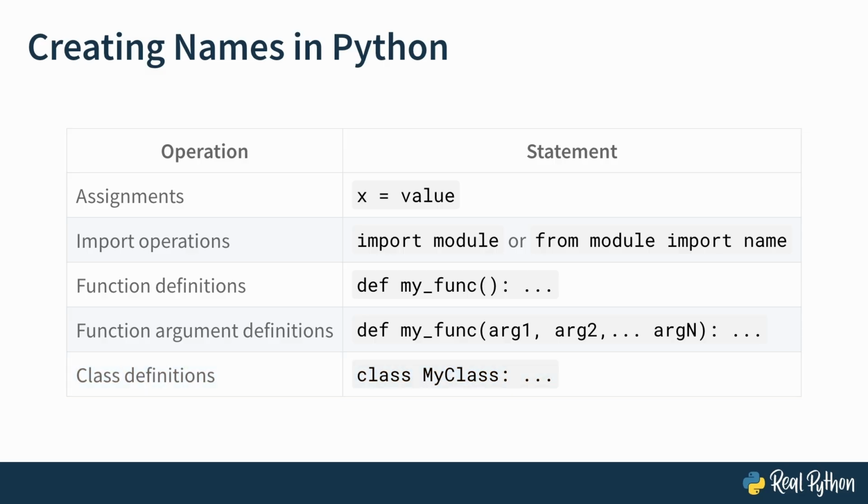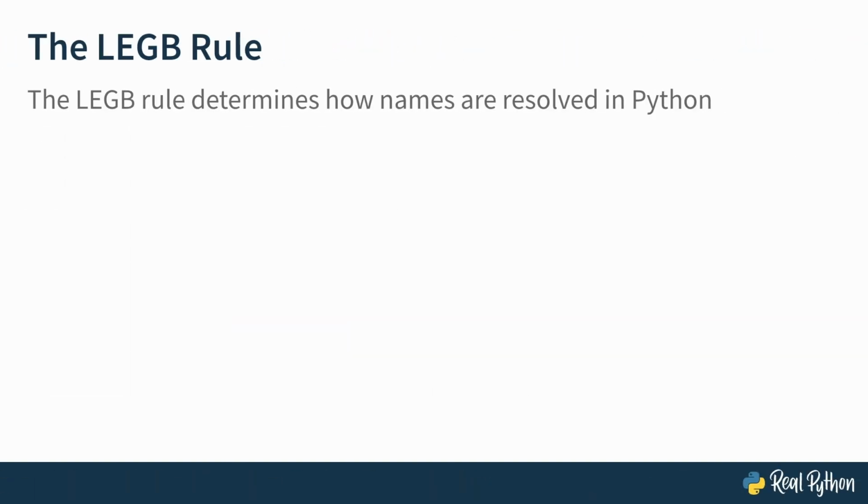Once you have a name defined, how does Python retrieve its associated object? This is where the LEGB rule comes in. At any point in the execution of your program, there can be up to 4 active scopes: local, enclosing, global, and built-in. And this order is also the rule for name lookups. When you reference a name, Python searches these scopes in order for an object corresponding to that name. If the name isn't found in any scope, a name error is raised.